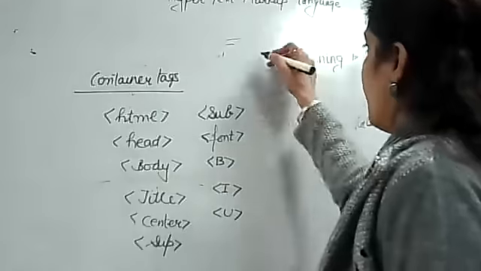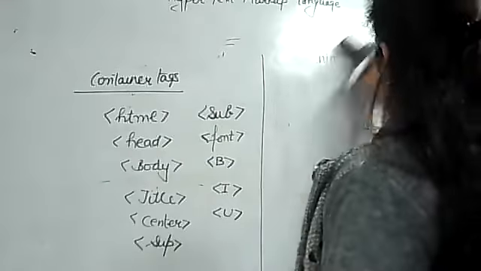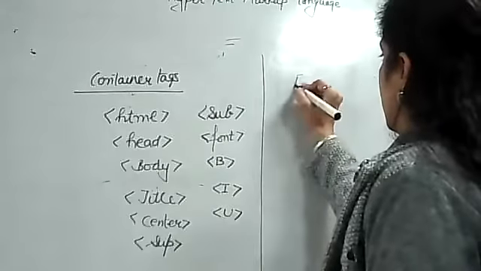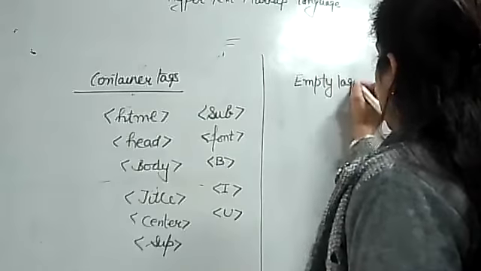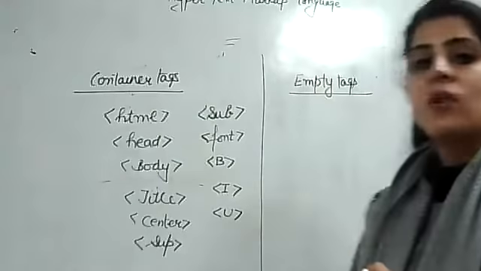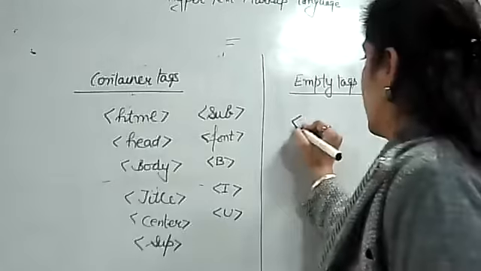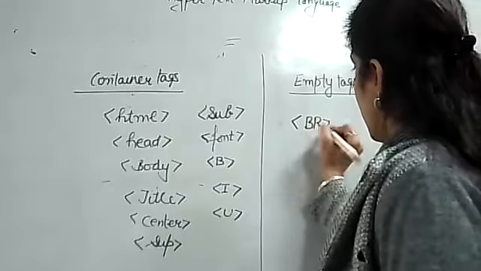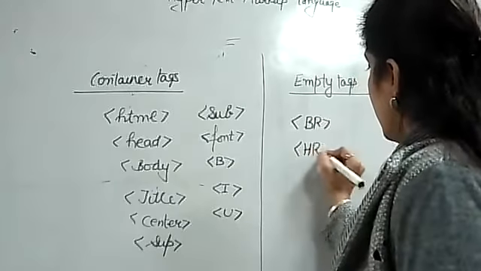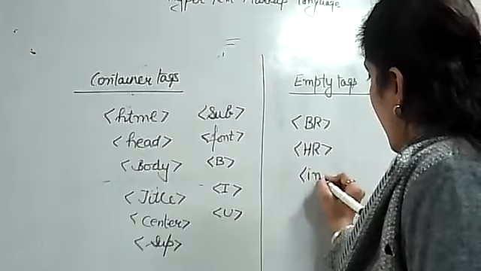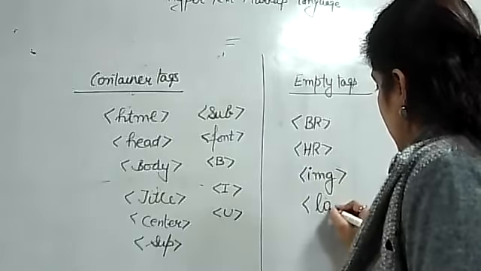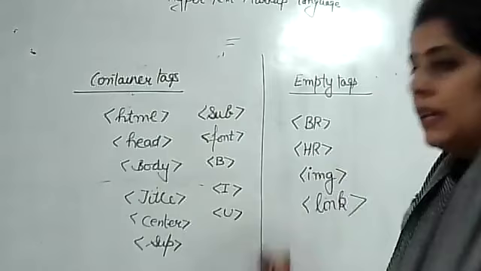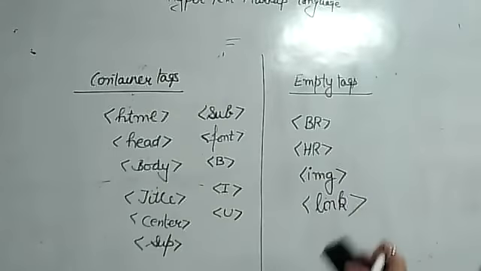The examples of empty tags. Examples of empty tags: BR, HR, IMG, link. This is link.